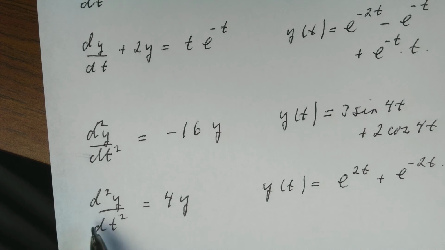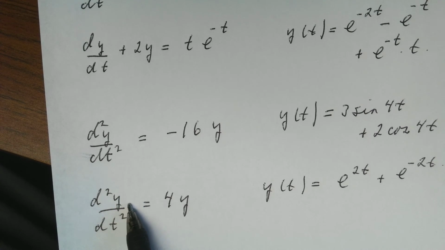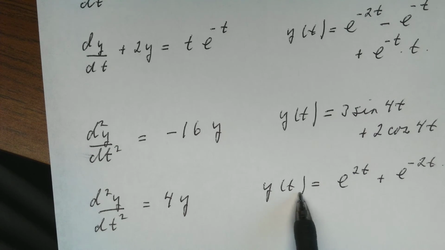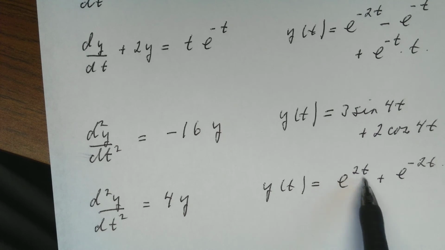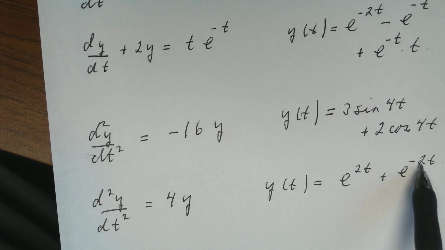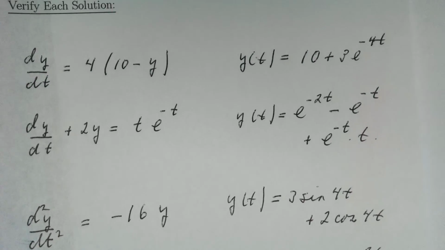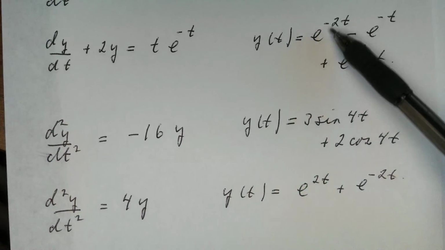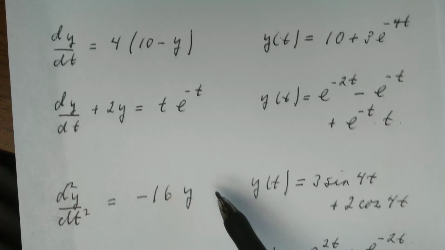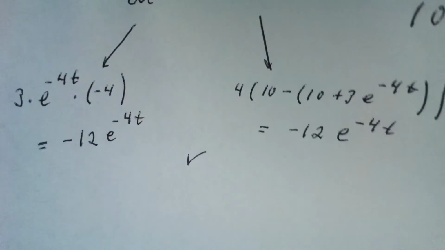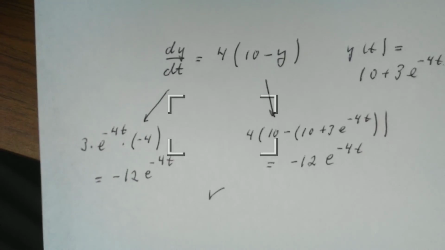Lastly, the second derivative of y with respect to t equals 4y. Show that y of t equals e to the 2t plus e to the minus 2t is a solution. So please verify that for each of these, what I'm giving you for y of t is in fact a solution of the differential equation. And what I'd like you to do is basically follow the format that I've been doing in this previous example.